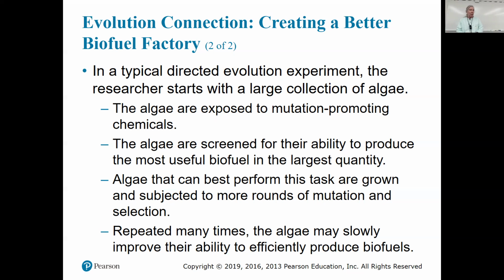So they screen for the algae that are doing better in this process than others, after subjecting them to mutagenic chemicals.